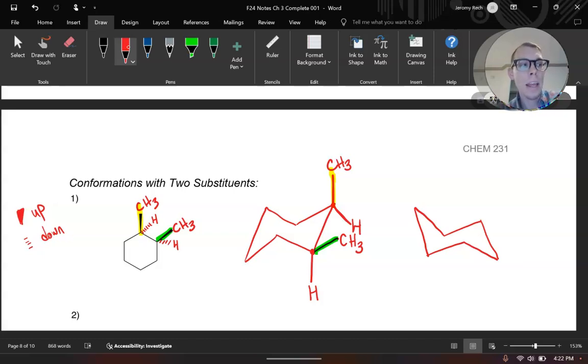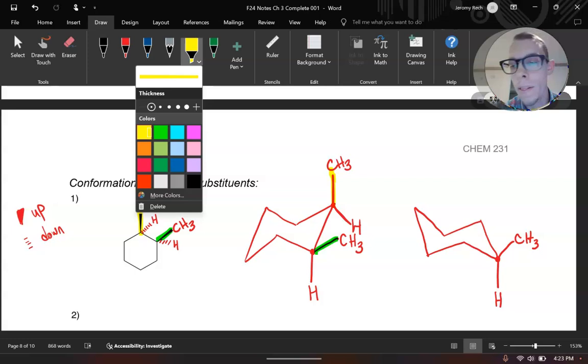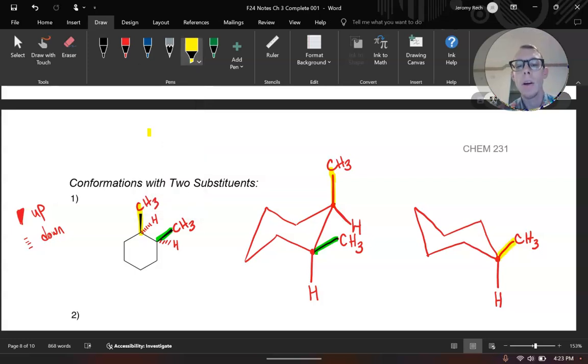Now let's draw our chair flip. For our chair flip, let's start with the yellow. That is going to move down to this bottom side, and that bottom side is going to have an axial down and an equatorial up position. We know that this CH3 needs to remain up, so we'll have this CH3 and then our hydrogen. Let's grab our color. Here I see that my yellow CH3 was originally axial and it's now equatorial, but remains up.